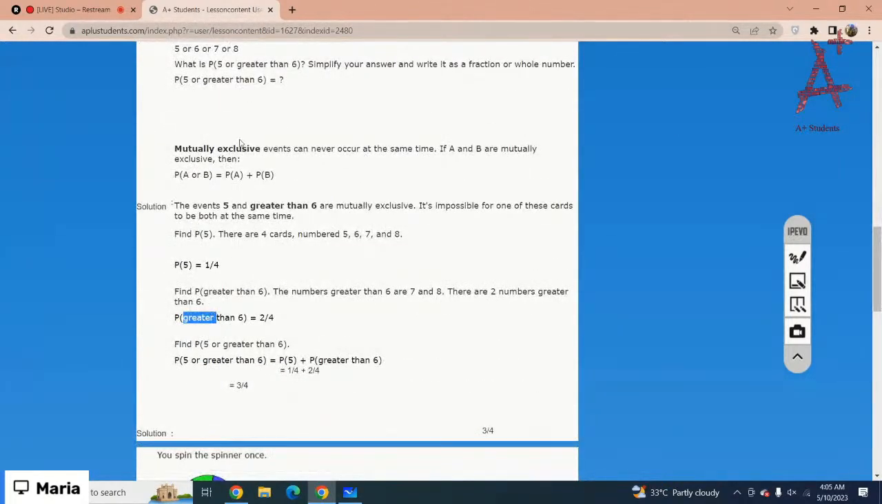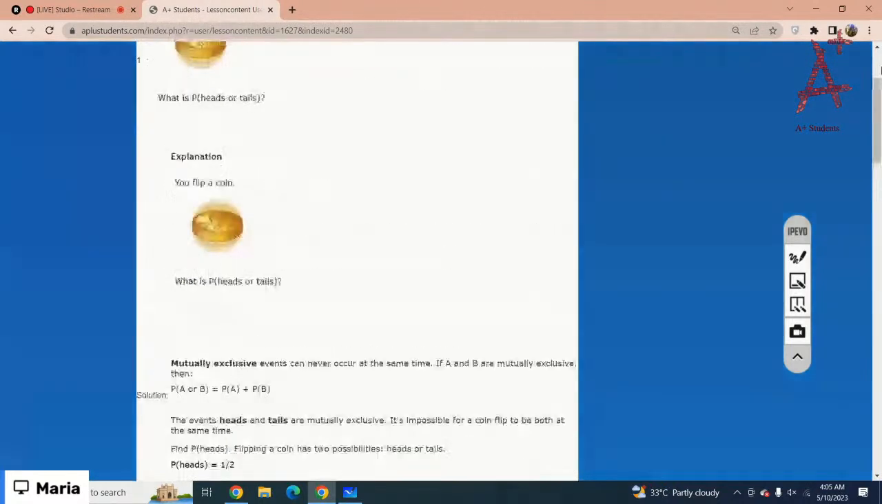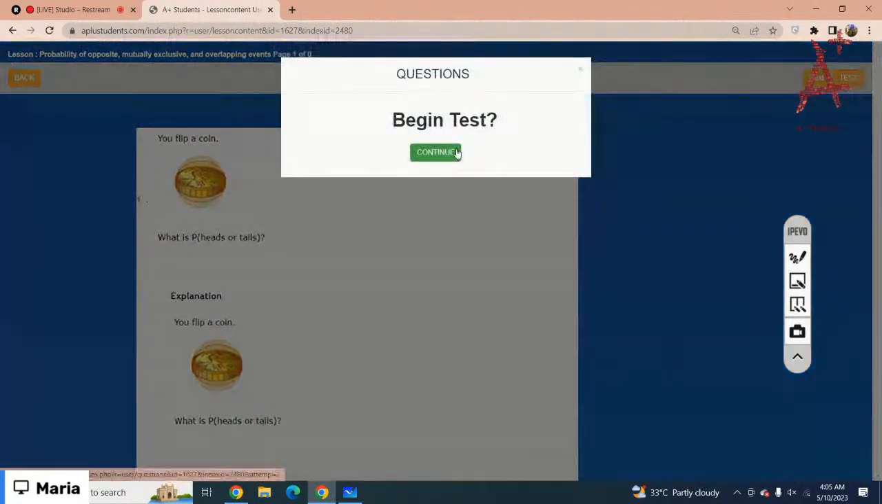Got it? So you need to calculate the probability of 5 or greater than 6. That means you need to add both the probabilities. You just have to add 1 by 4 and 2 by 4. So it makes 3 over 4. Got it? This is very easy. You just have to understand the concept. Let's just start with the test questions.